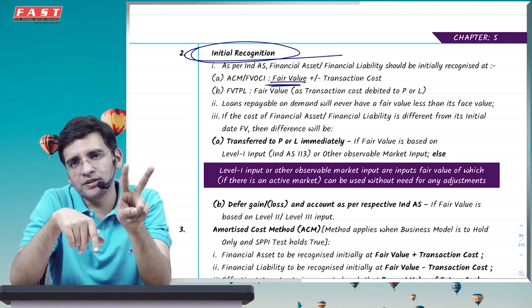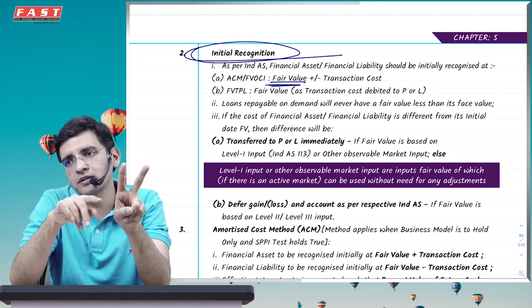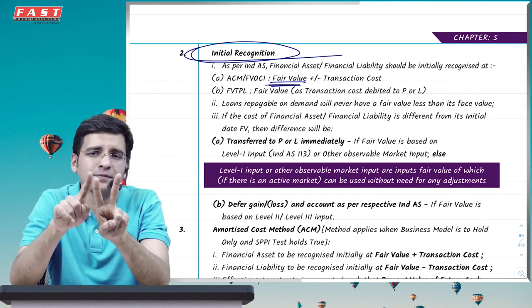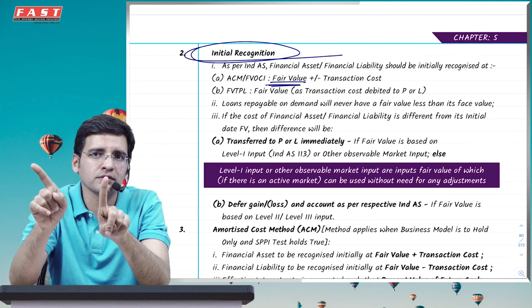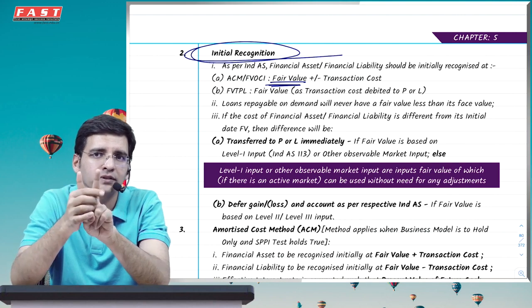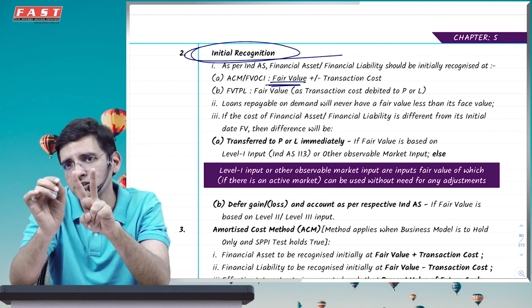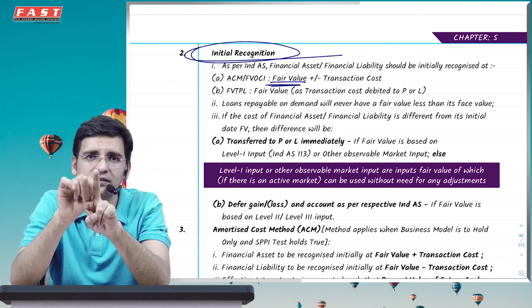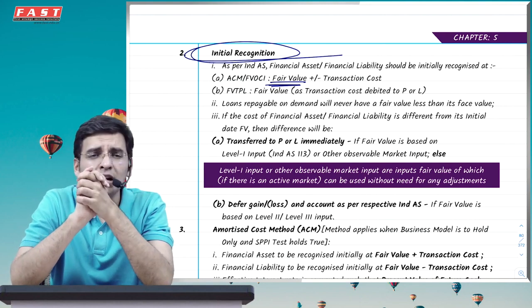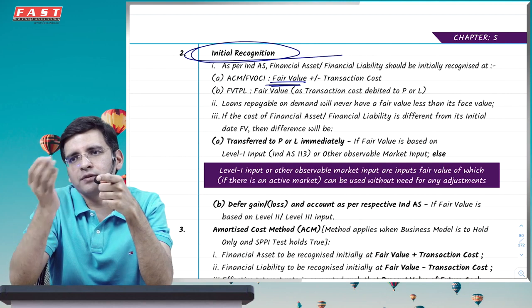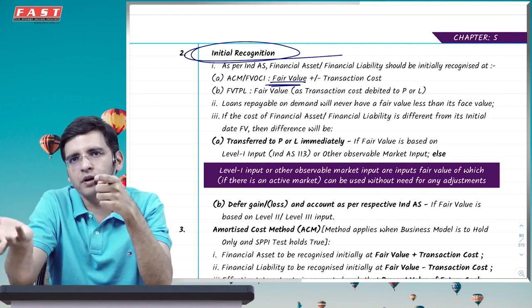Transaction cost under two methods. Transaction cost accounting is dependent on the choice of method which we are now going to discuss for subsequent measurement. If it is based on FVTPL, transaction cost goes to PRL. If it is based on ACM or FVOCI, it will be adjusted to the initially recognized value. That means the carrying amount initially would be fair value plus or minus transaction cost. Why so? In FVTPL, if you increase the cost, anyway when you bring it to fair value, the gain or loss will go to PRL.